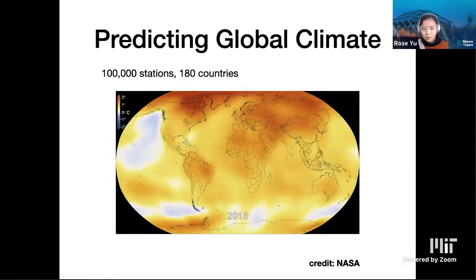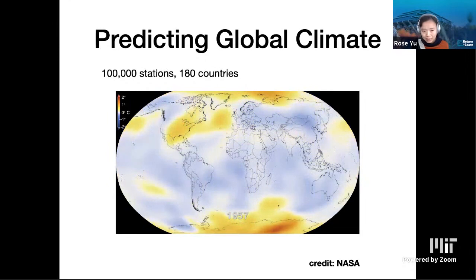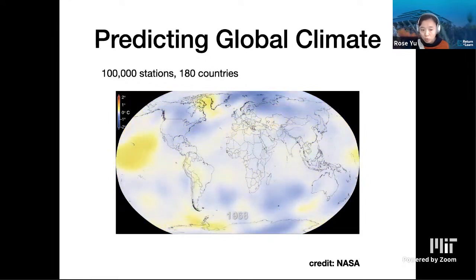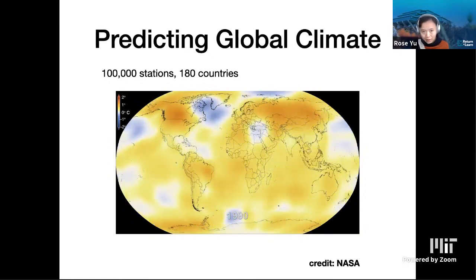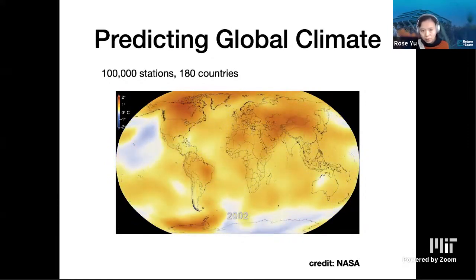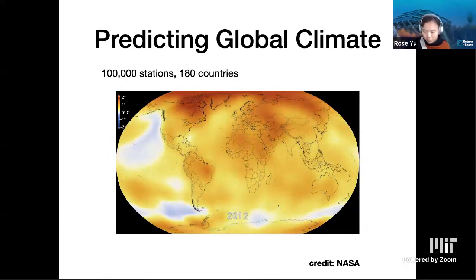Nowadays we have access to a vast amount of data from satellites, and we also have new tools from machine learning. The question is, can we combine the new data and the new tools to develop better climate models?